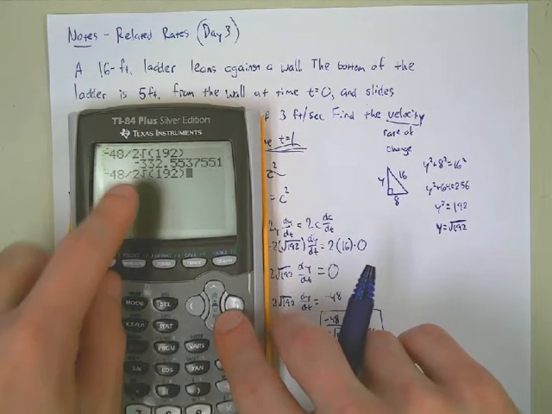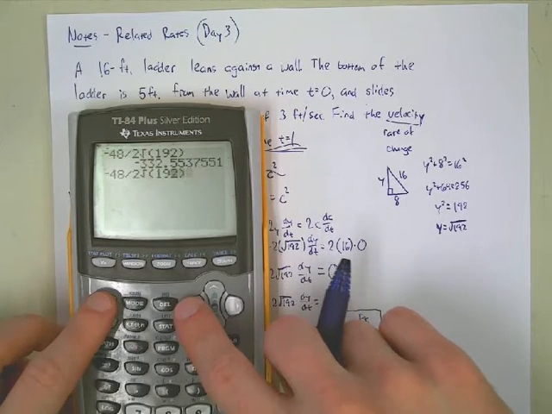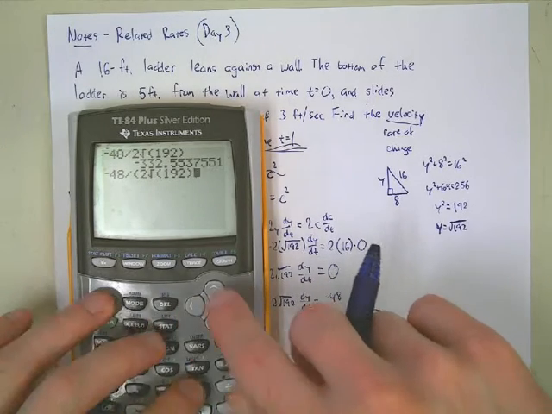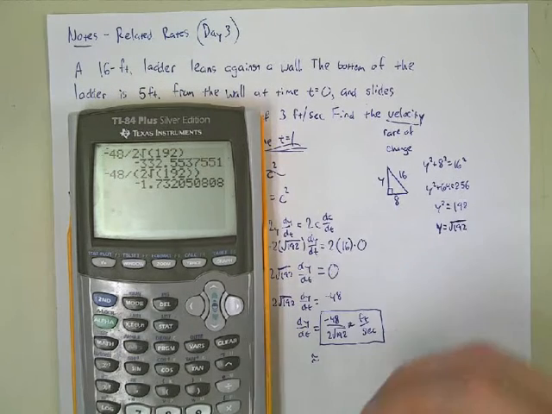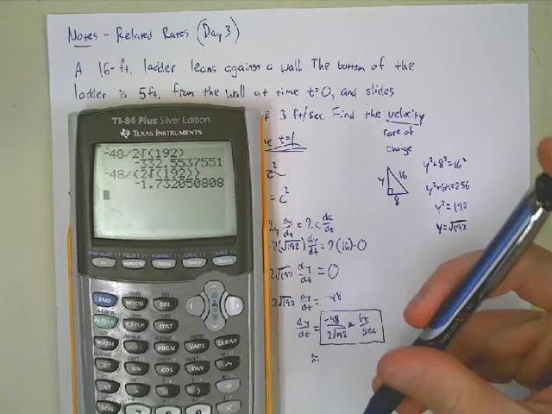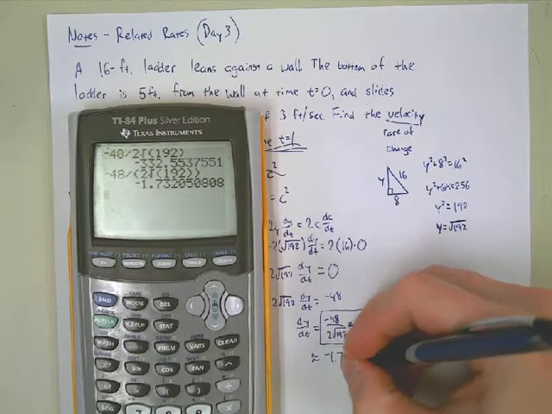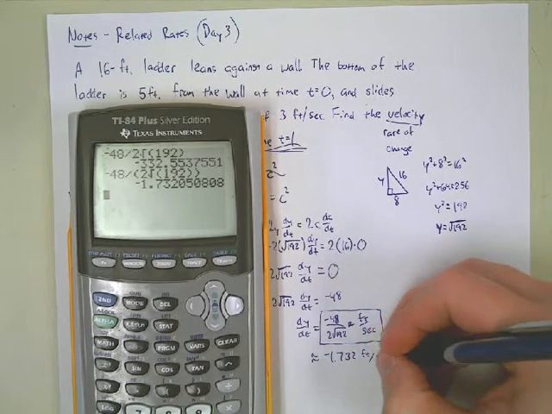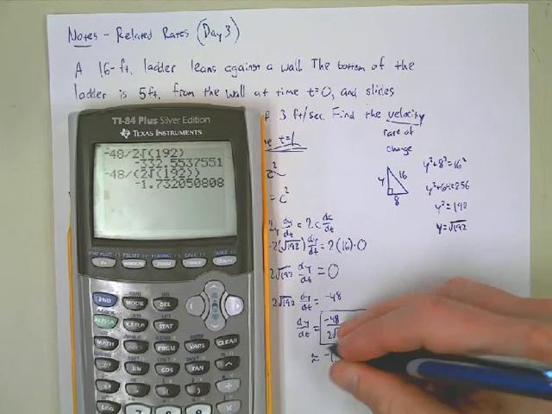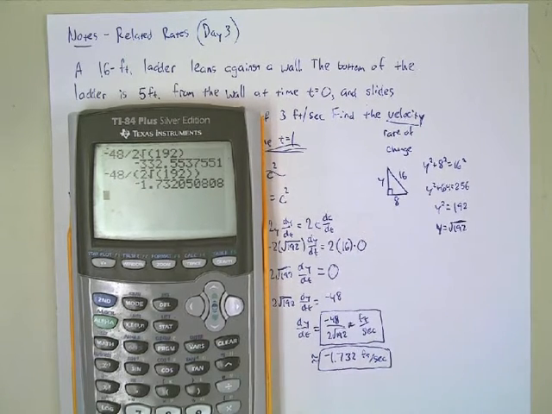Could have just simplified it to negative 24 over root 192. Whoops. So it should really be negative 1.732. Remember, calculus commandment, how many decimal places do we round to? 3. Okay, and correct units. So that's an acceptable answer as well. And you can round or truncate. In this case, it's the same answer.